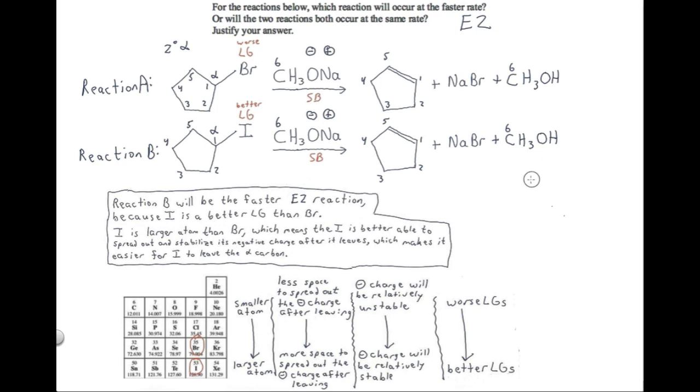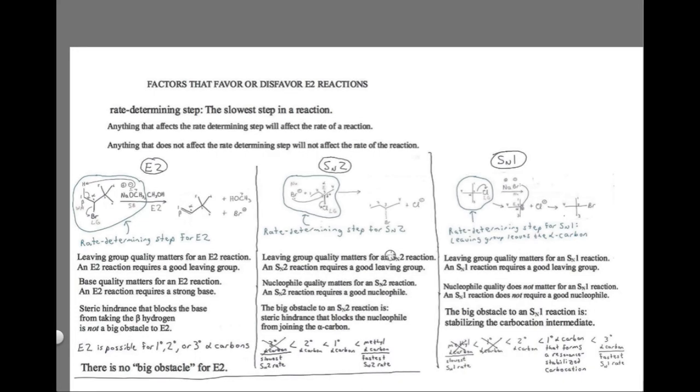So what do you need to know in order to get this problem correct? Of course, you need to know that leaving group ability does matter for the rate of an E2 mechanism. And in fact, remember that leaving group quality matters for E2, for SN2, and also for SN1. If you use a better leaving group, that will improve the rate for E2, SN2, and SN1, because the leaving group participates in the rate determining step for E2, SN2, and SN1.